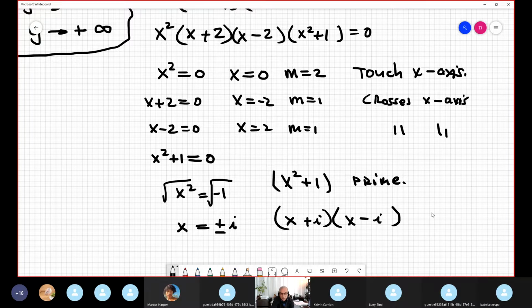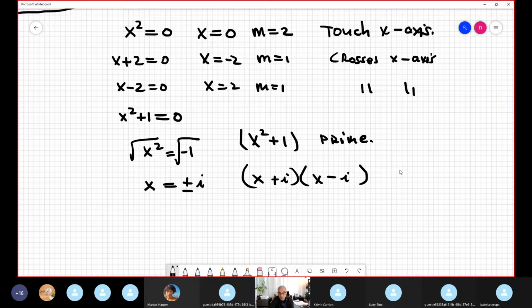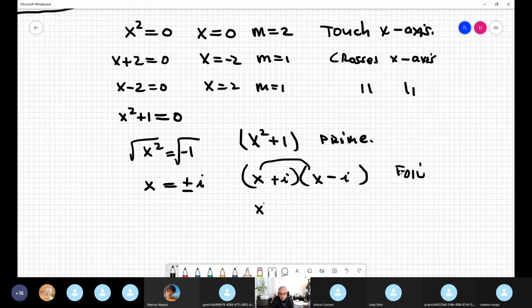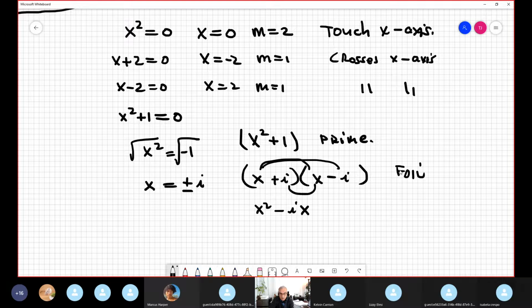Let me prove it. Let's do a FOIL. You FOIL here to verify everything is okay. This and this together is x squared. This and this is minus ix. This and this is plus ix. And this is minus i squared. These cancel out, it's obvious. And i squared, you know, is negative 1, and negative 1 doubled is positive, so x squared plus 1.